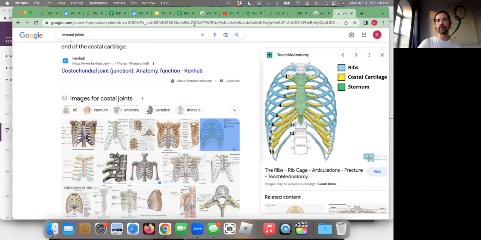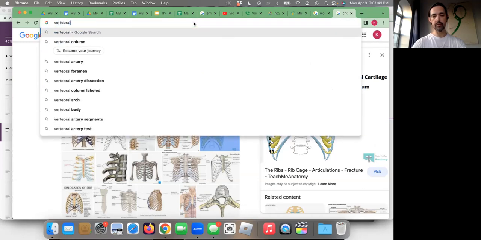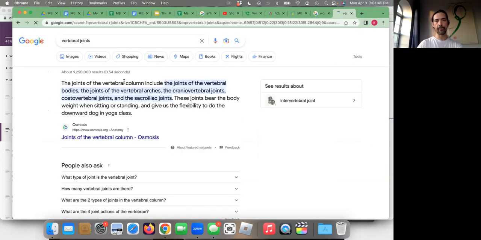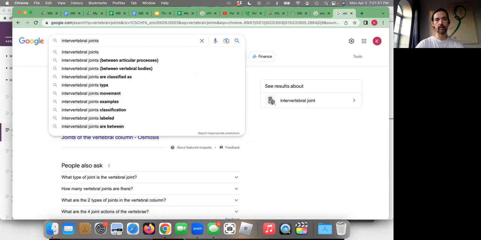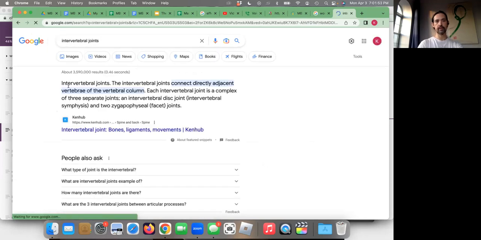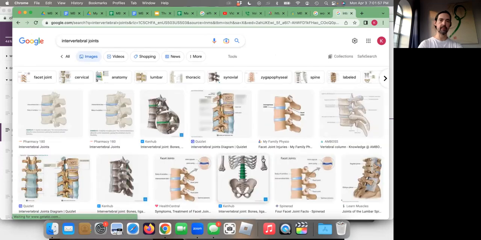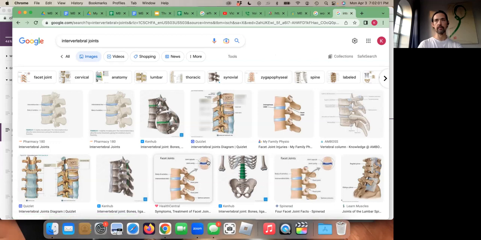And those include the joints between the vertebral joints. Actually I should be putting in the intervertebral joints, because there's more joints in the vertebrae than just the intervertebral joints. There's also the sternovertebral joints, the costovertebral joints.